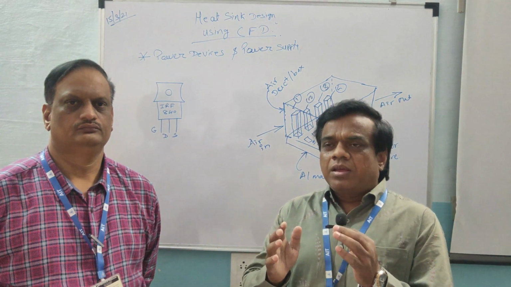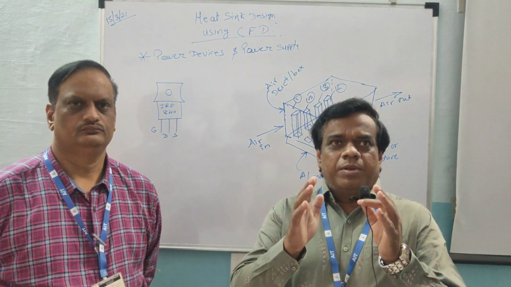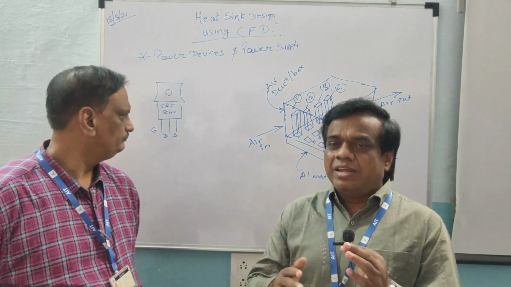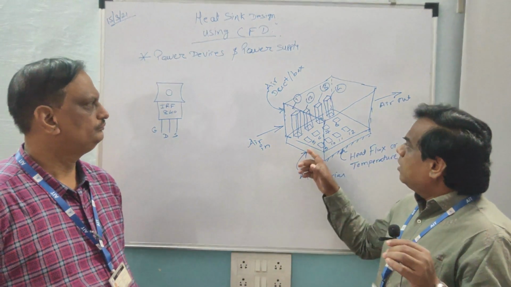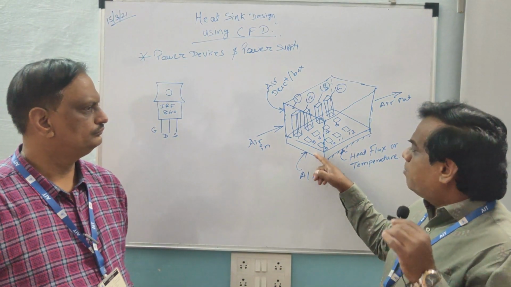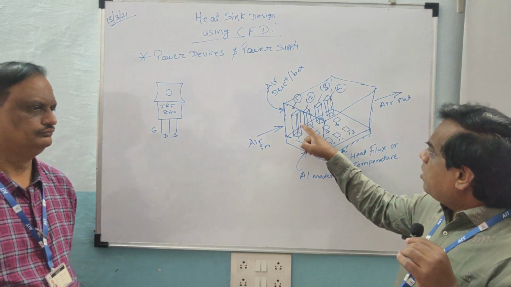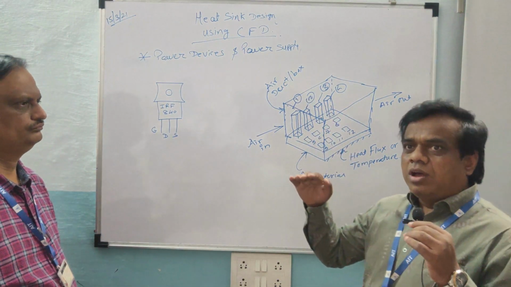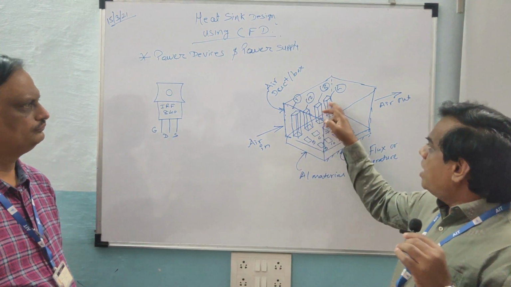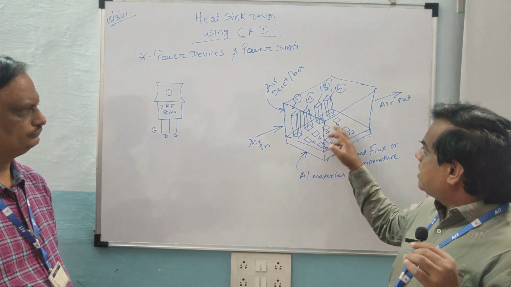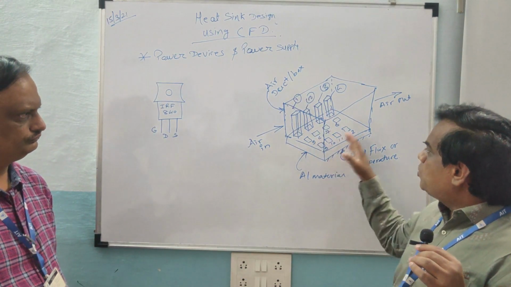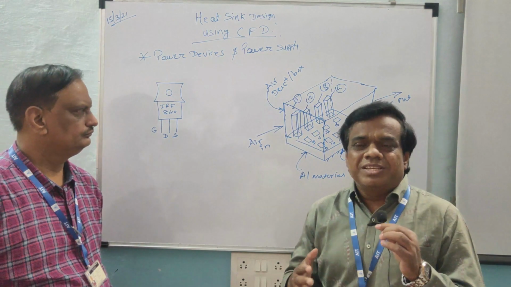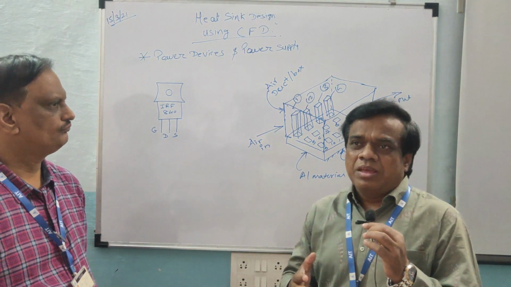So here is the heatsink we are going to design. You can see the drawing. It is an aluminum plate, and you can see there are 1, 2, 3, 4 fins in one row. Then 5, 6, 7, 8, 9. So near about 12 fins are there, which act as a heat sink.